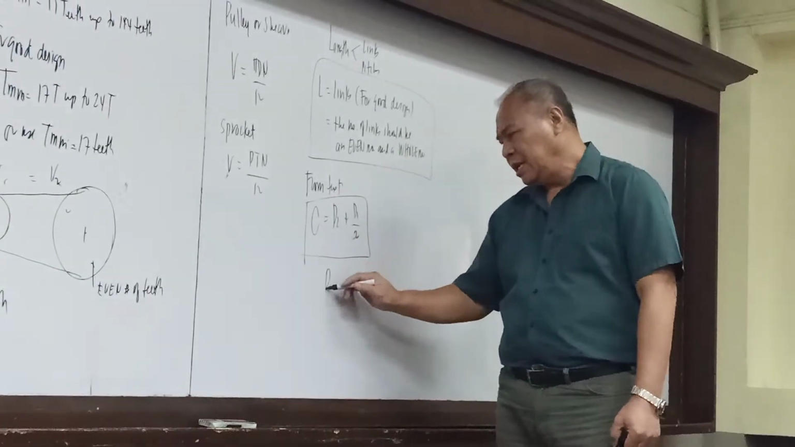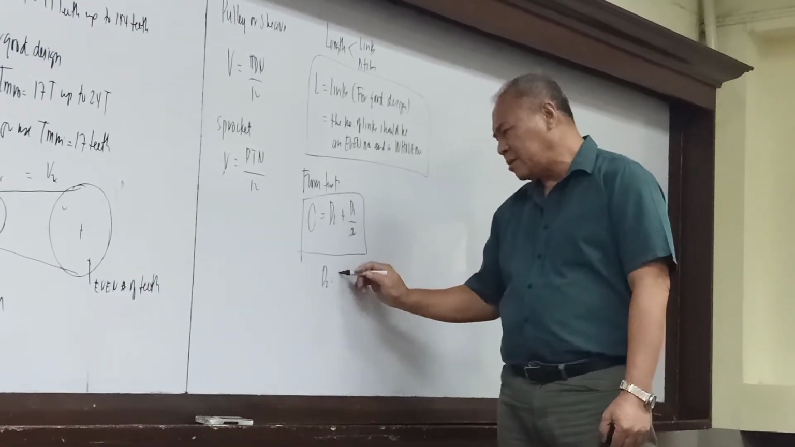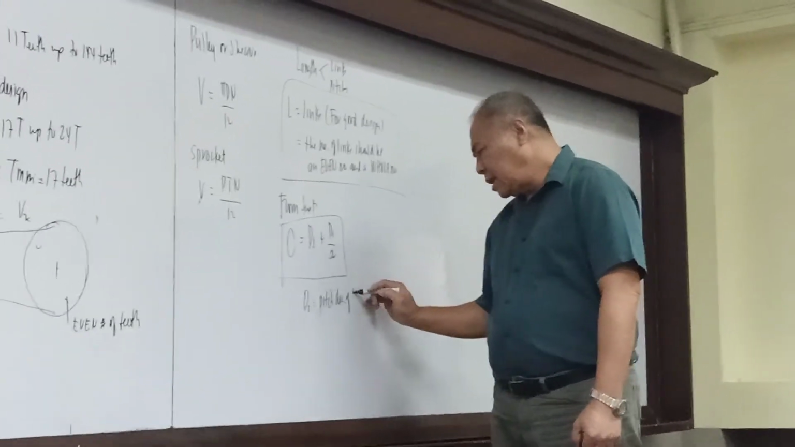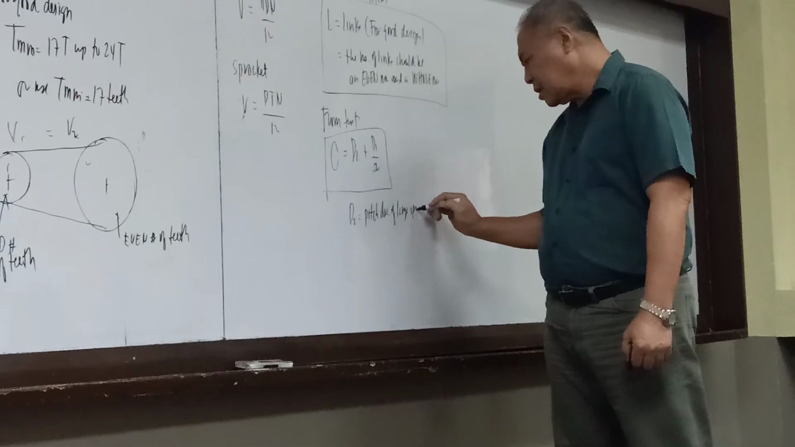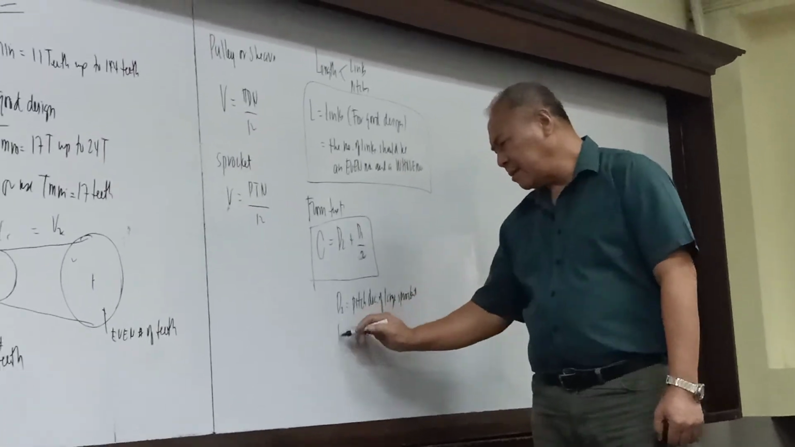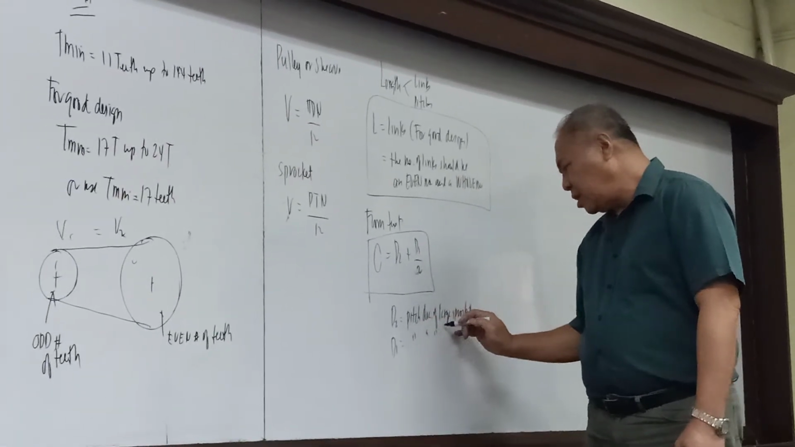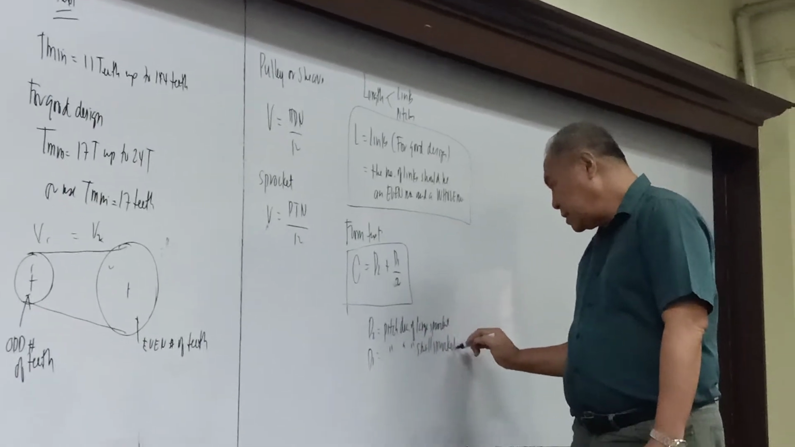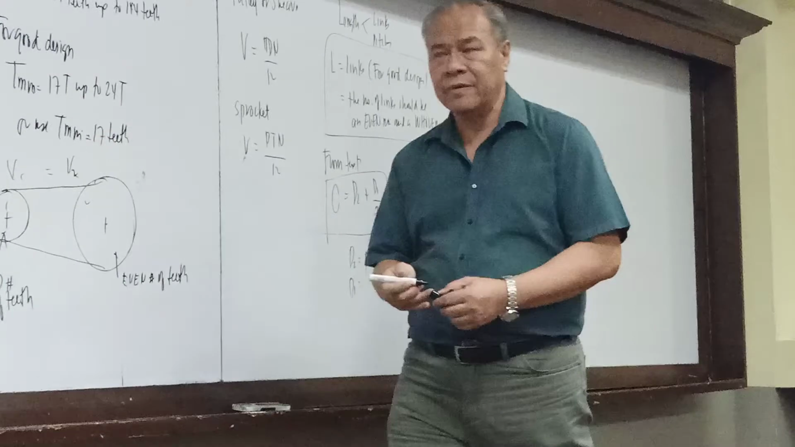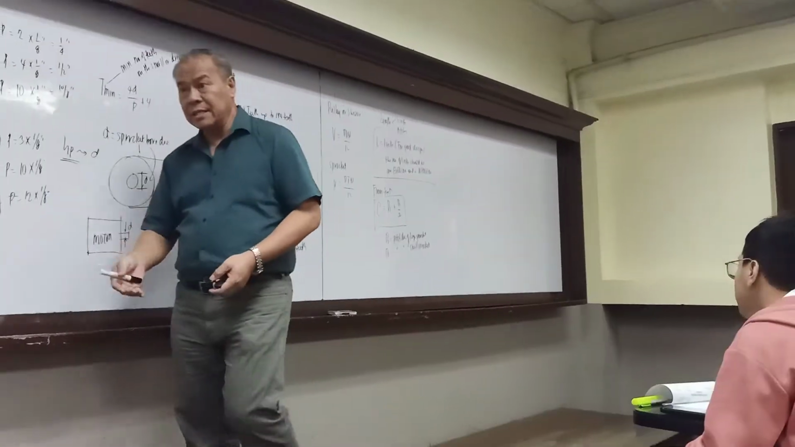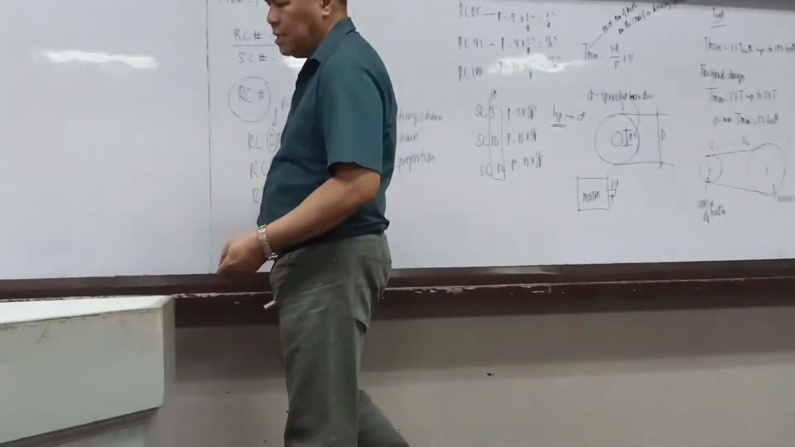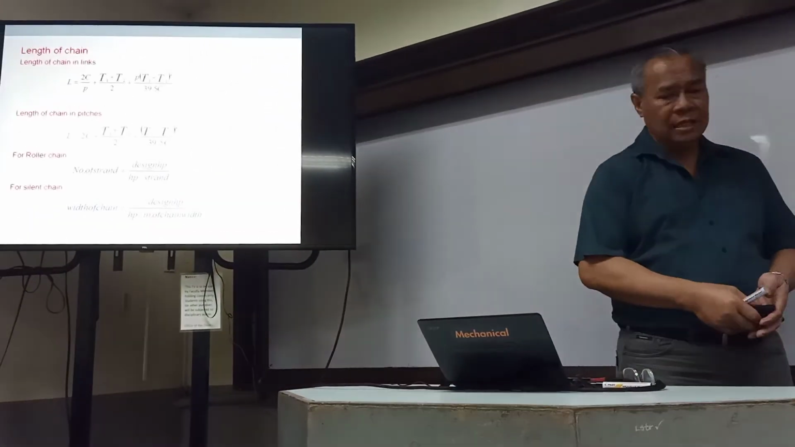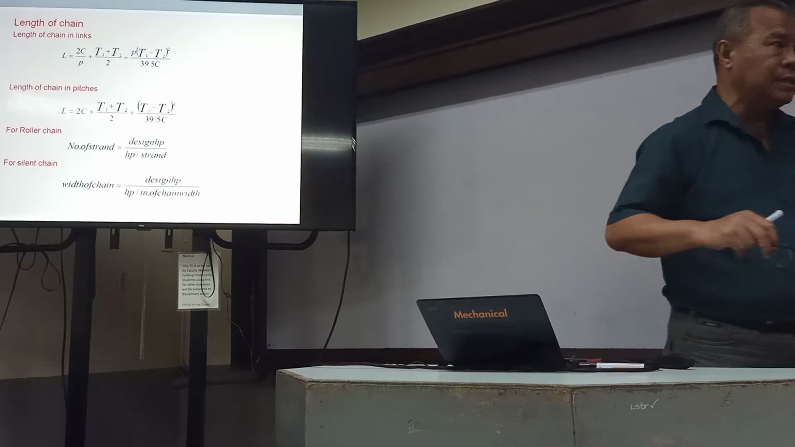Ano yung dito natin? Dito now is the sprocket diameter or pitch diameter of the large sprocket. And this one is the pitch diameter of the smaller sprocket. Okay? So these are taken from the textbook. Nasa libro natin yan. If you're going to read your textbook, you can actually see that one. Alright, so what are now the other conditions that we can follow in terms of the sprocket design or the chain design?